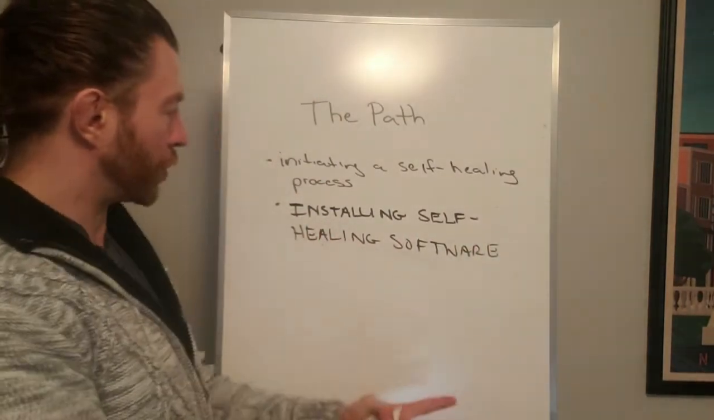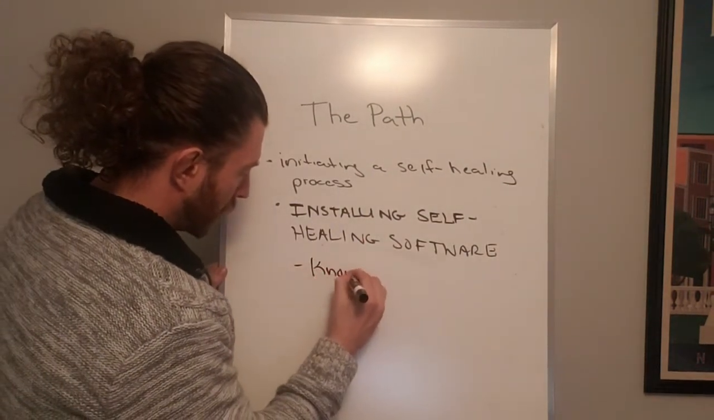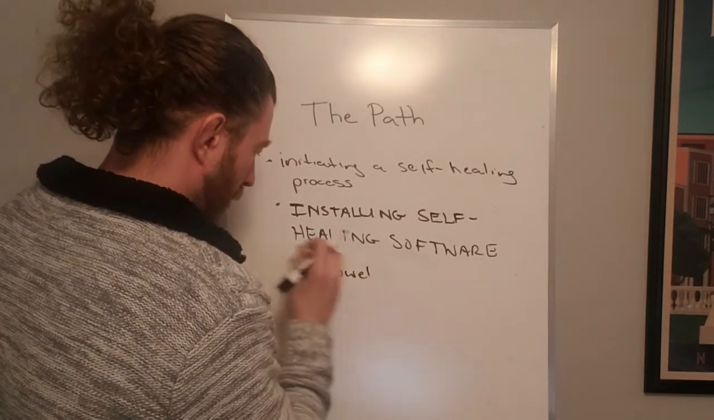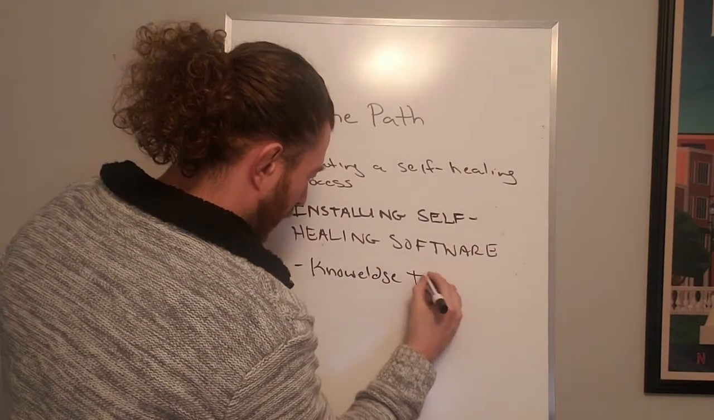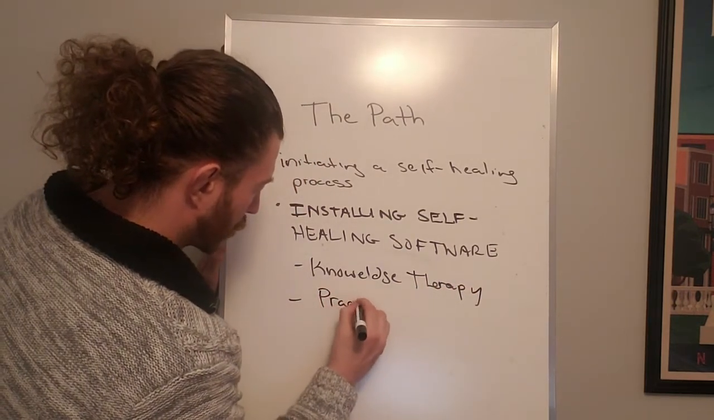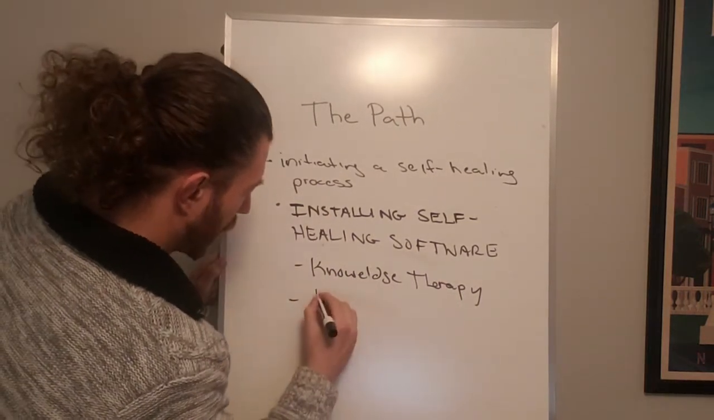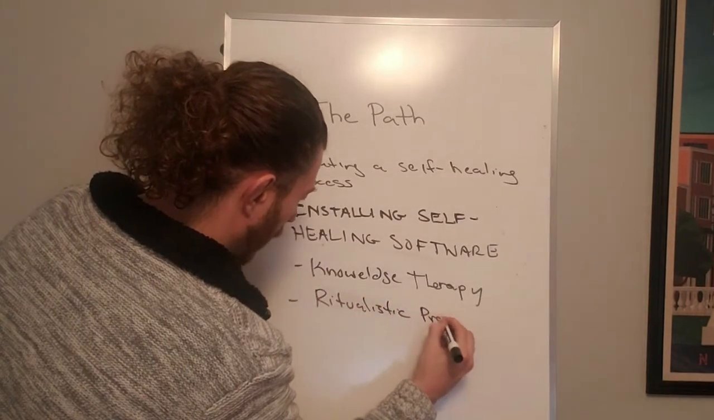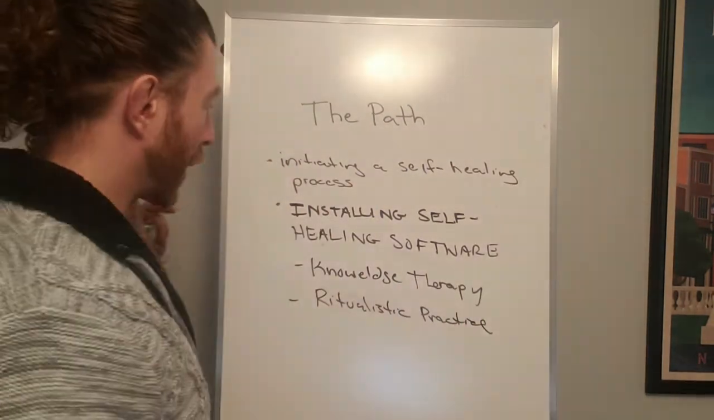When you install this into your mind through two mechanisms, knowledge therapy and practice, actual ritual and ritualistic practice. Two mechanisms, knowledge therapy, ritualistic practice. So in other words, daily practice or regular practice. This isn't going to make sense now. This will make sense when you watch this the second time around.